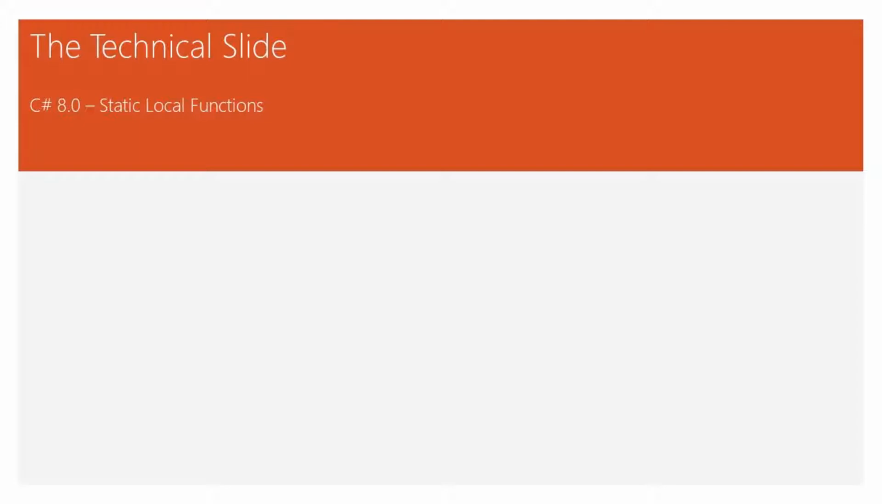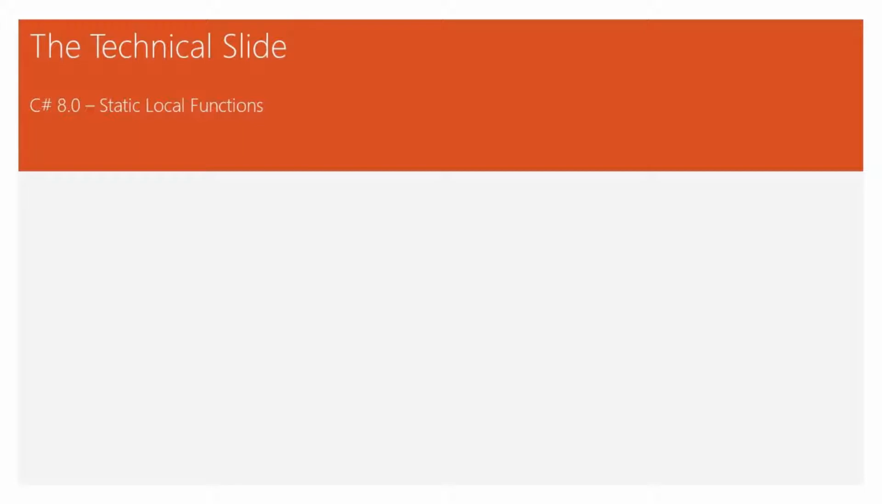This is Manish, and in this video I am going to talk about C Sharp 8.0 static local functions. Local functions were introduced as a part of C Sharp 7.0. Here in C Sharp 8.0, we are going to utilize the static keyword with the local functions.